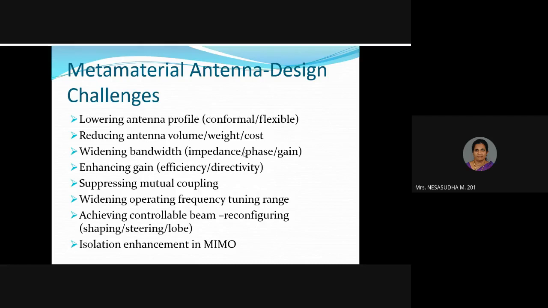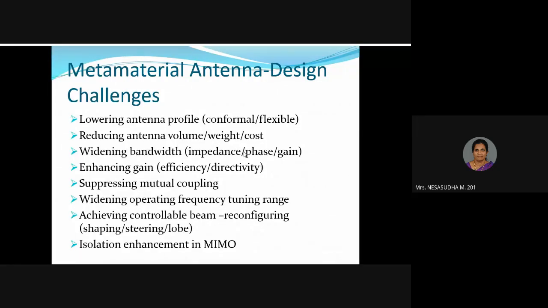So what are the challenges when you are going for metamaterial antenna design? See here, the first one is the conformal or flexible antenna. We'll call it the low profile antenna. Normally, the patch antenna which is used in the mobile, all these antennas are rigid. You cannot make it bend. If you try, it will break.